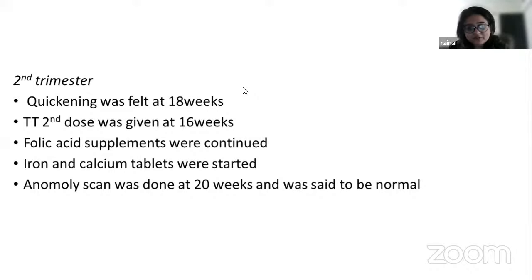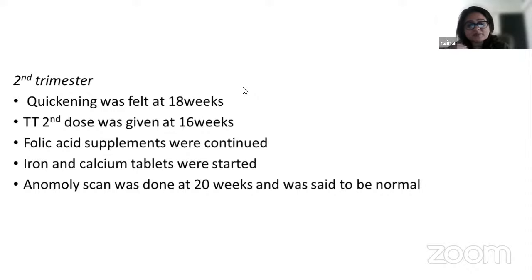The first dose, you're right, we give as early as possible when the woman first comes to us, and the second dose is given after four weeks. And the American guidelines, ACOG, say the second dose of TD should be replaced by TDAP, that is tetanus, diphtheria, and pertussis, and should be given in the third trimester.